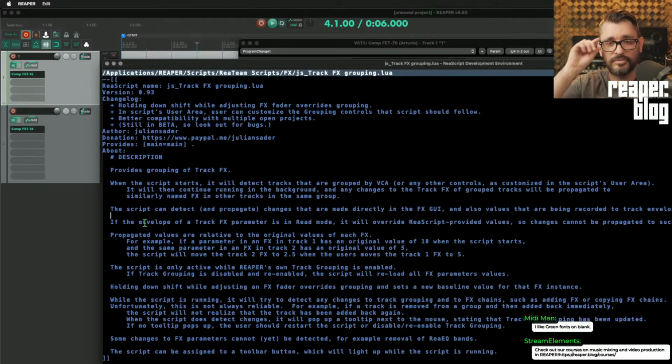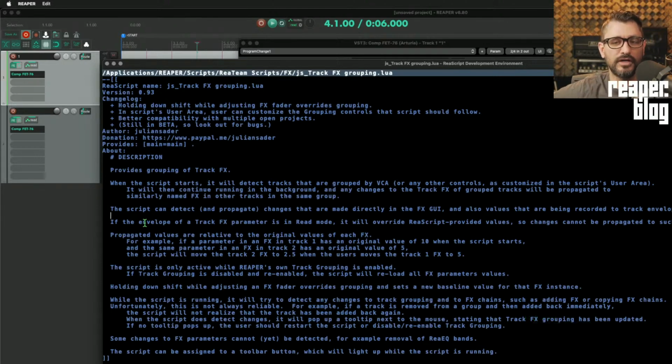If the envelope of a track parameter is in read mode, it will override script-provided values, so changes cannot be propagated to such parameters. Okay, so read mode will override touching the thing manually. You'd want to write into both tracks at the same time.